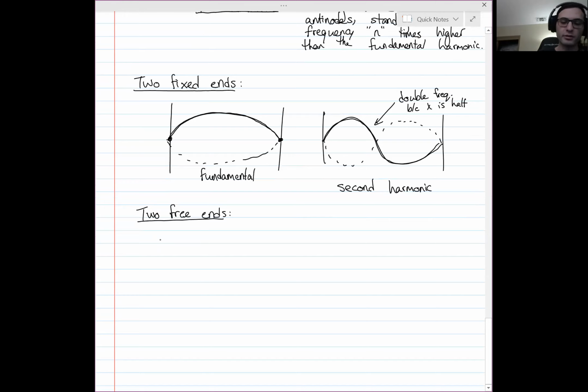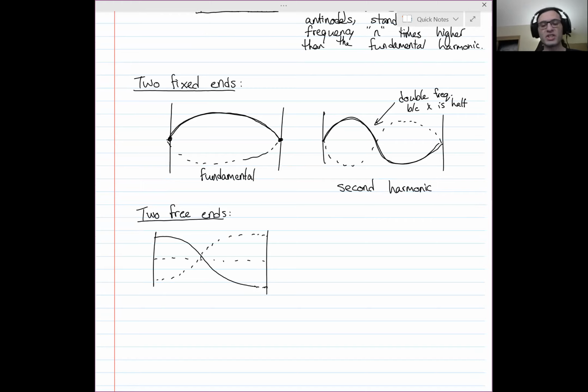Well, for 2 free ends, I'm going to draw my boundaries. Here, our fundamental would look like this. Oh, this is always so hard to draw. See if I can do this right. So things get a little bit messy when we start talking about free ends because it's not quite clear what we mean by an antinode. Just make sure that every time you count an antinode, if it's on the boundary, like these are both on the boundary, they only count for half an antinode. That's the easiest way to think about this. Otherwise, it just gets kind of messy.